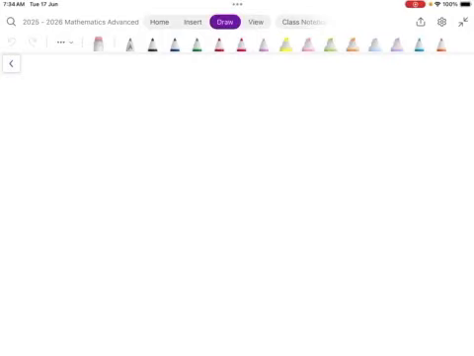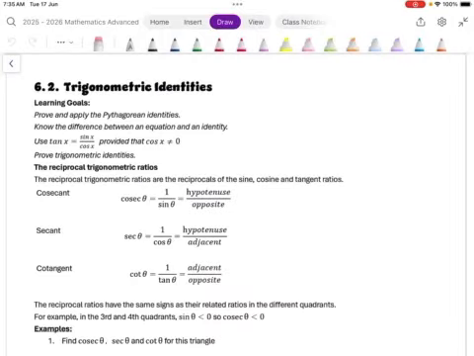Hello Year 11. Today what we are looking at is trigonometric identities. Our learning goals are to prove and apply Pythagorean identities, know the difference between an equation and an identity, use the fact that tan x equals sin x over cos x, provided that cos x cannot equal 0, and prove trigonometric identities. So the first thing we're going to look at is our reciprocal trigonometric ratios.